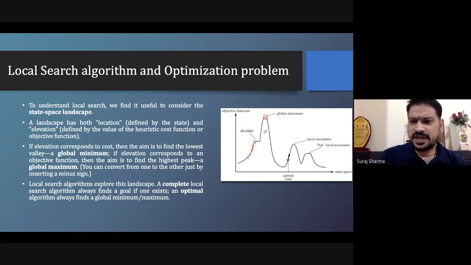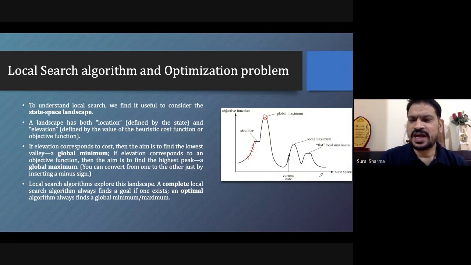If you didn't understand, nothing to worry. I'll explain it again and again. Let's understand what this particular portion is saying. To understand local search, we find it useful to consider a state space landscape. So that is the state space landscape.